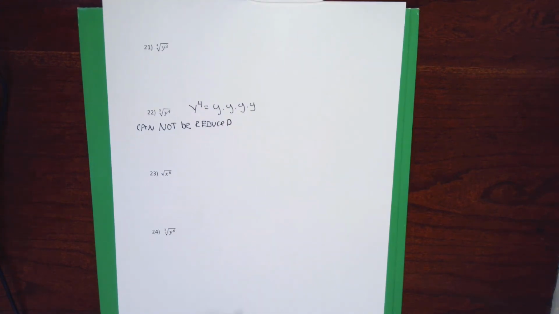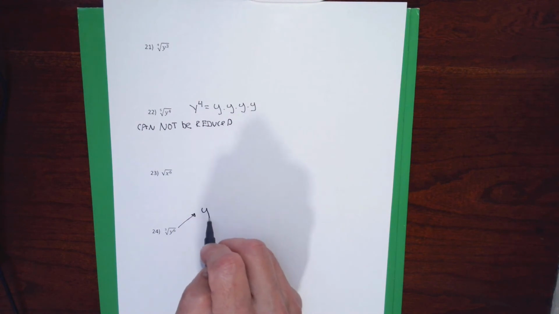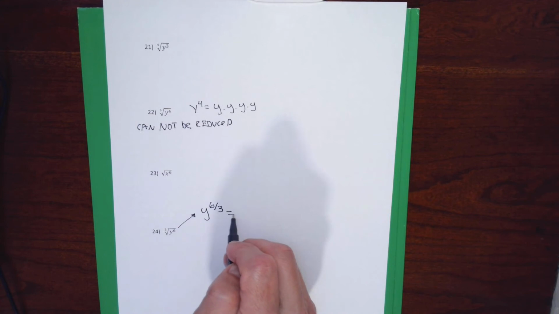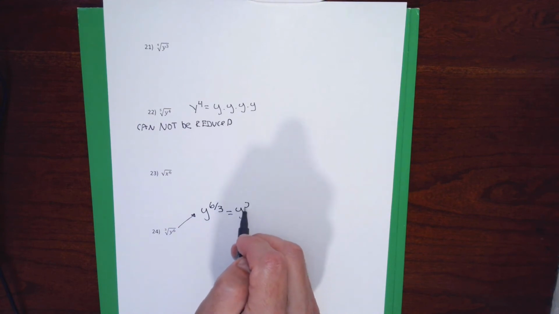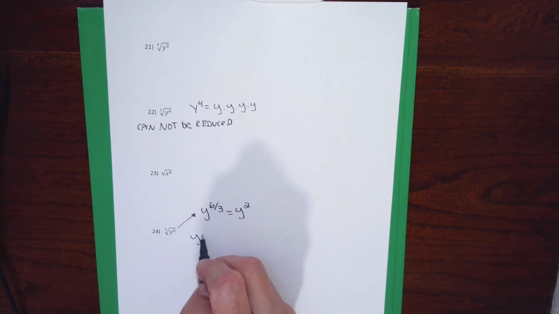Sometimes this method is inefficient. If the exponent divides evenly into the index, it's more efficient to use that strategy for reducing. In problem 24, because of the exponent of 6 and the index of 3, when you divide them, you don't get a fraction. That's the better way to reduce. The prime factor way for reducing is going to give the same answer.